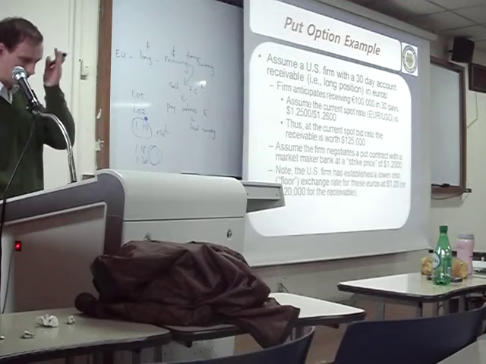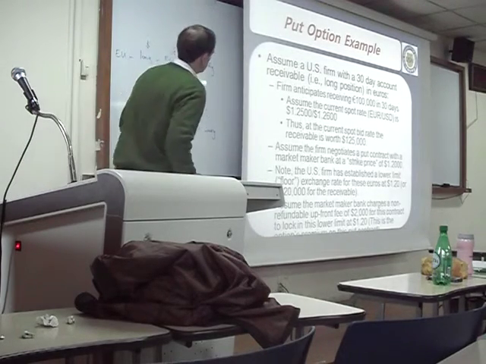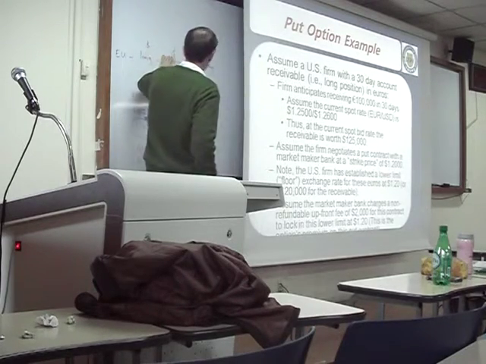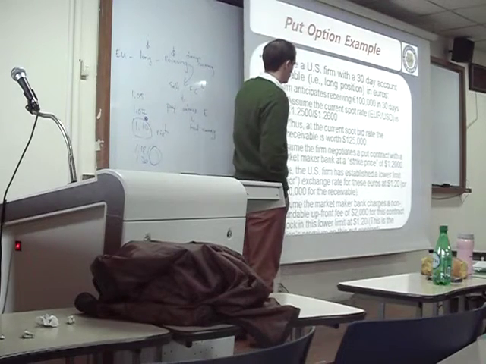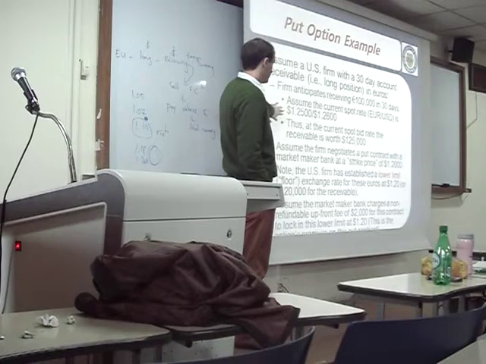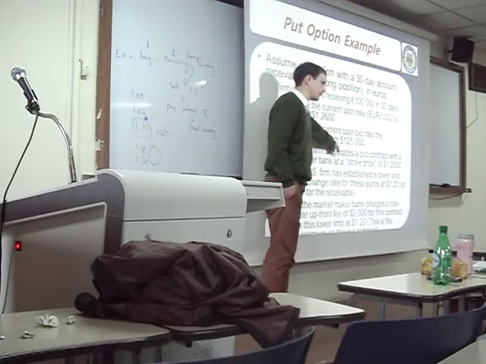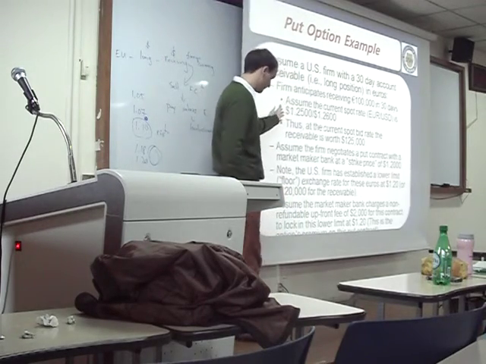So let's have a look at the example. A US company is receiving euros. So the other way around, we have a US company receiving euros. The firm is getting 100,000 euros in 30 days. At the current spot rate, the bid receivable is worth $125,000. So I'll get 100,000 euros, it'll be worth $125,000.